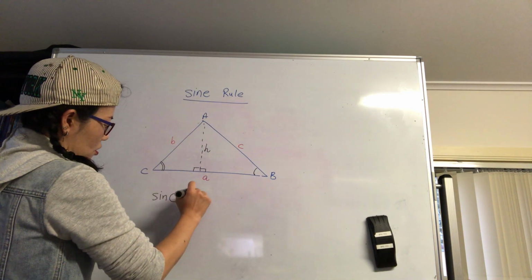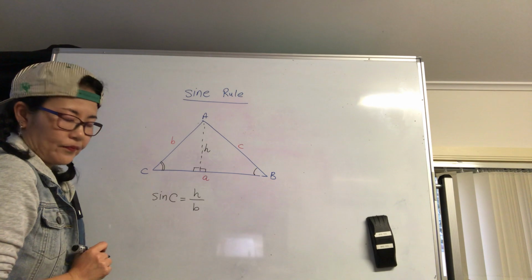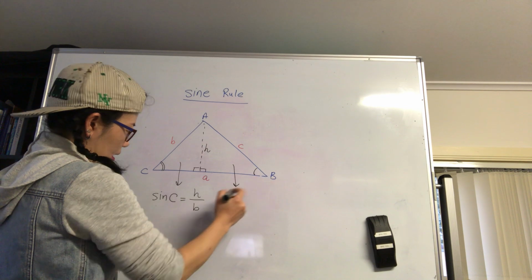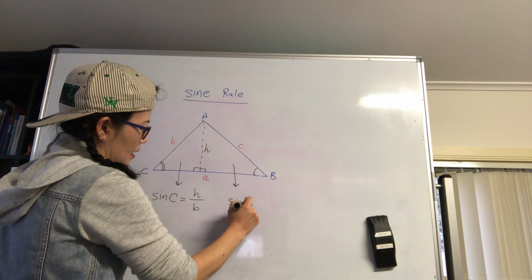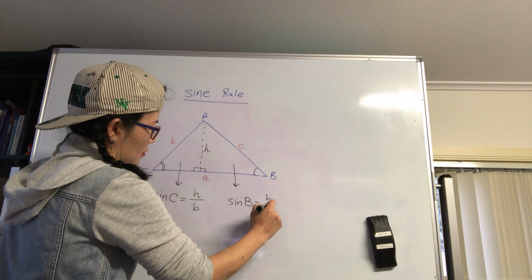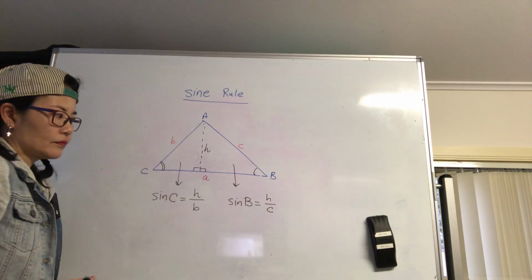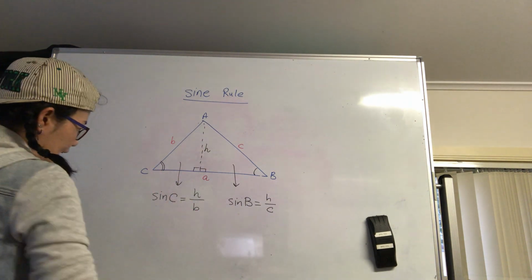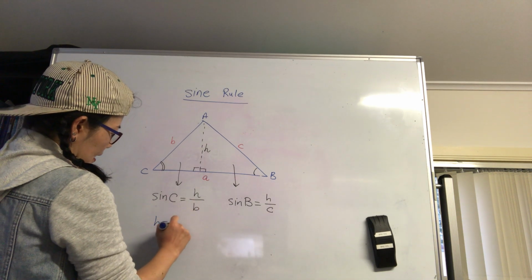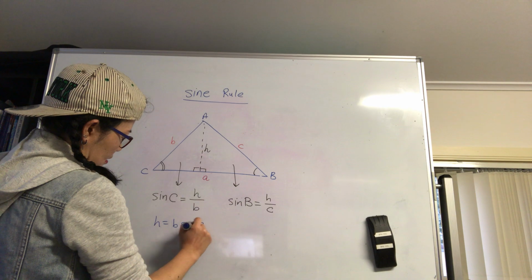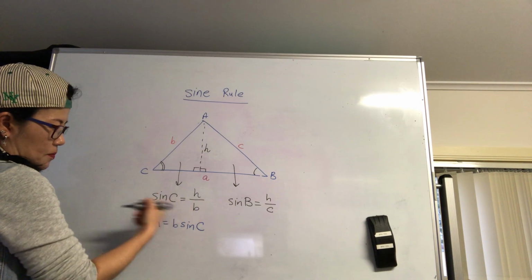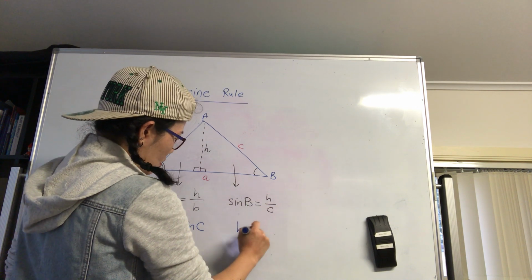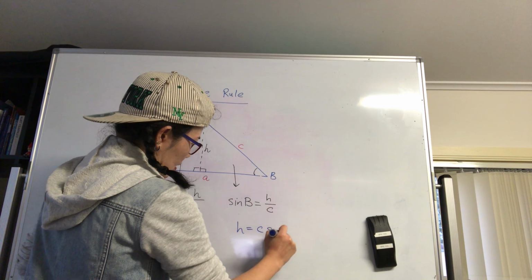You can use SOHCAHTOA. If you use SOHCAHTOA, you will get H over B for this triangle. Now for this triangle, I'm going to use angle B, so it'll be sine B equals H over C, and then I'm going to make it in terms of H, so here H equals B sine C. What I did was I just times by B on here, and I'm going to times by C on both sides. I will get H equals C sine B.